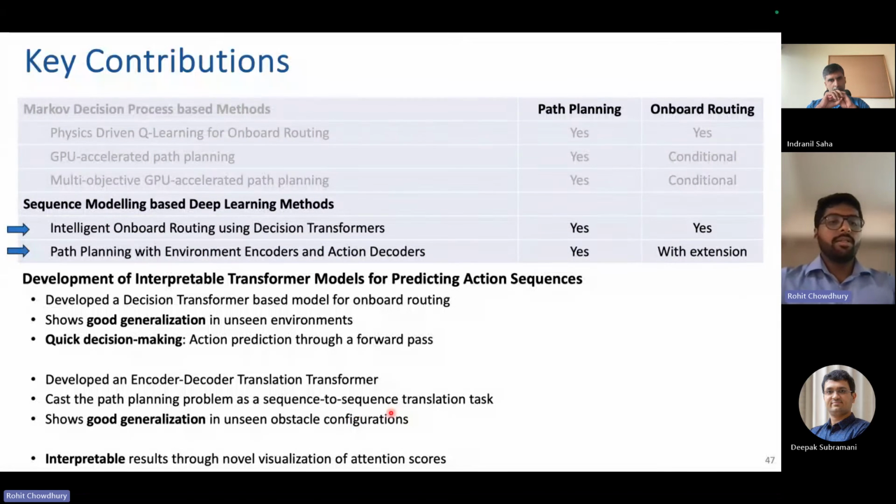Then I moved on to deep learning methods, where we developed a decision transformer based method for onboard routing purposes that shows good generalization in unseen environments. And of course, decision making there was very quick because action predictions were just a forward pass through the network. And then finally, we moved on to our path planning translation transformer, which was an encoder decoder kind of model, which cast the path planning problem as a sequence to sequence translation task and then showed good generalization over unseen obstacle configurations. And of course, all of these results in terms of deep learning models were interpretable through the novel visualization of our attention scores.